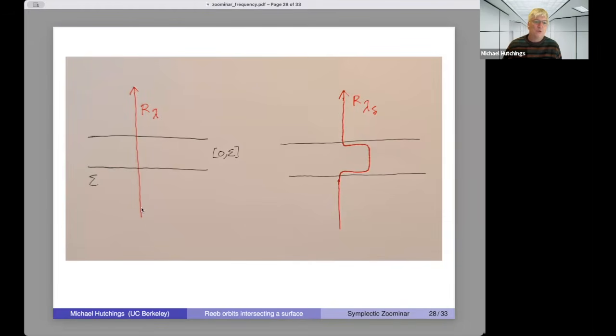So this old Reeb trajectory goes straight through the surface. The new Reeb trajectory gets deflected inside the surface, but it comes out where it came out before, but now its action is bigger, intuitively, because it spent some time making some kind of detour inside of sigma. It wanted to look around inside sigma across an interval.